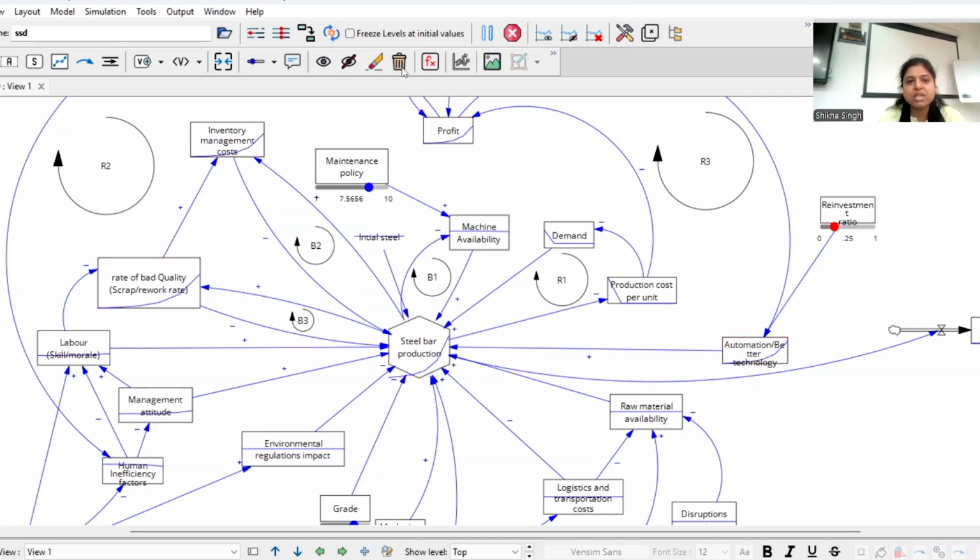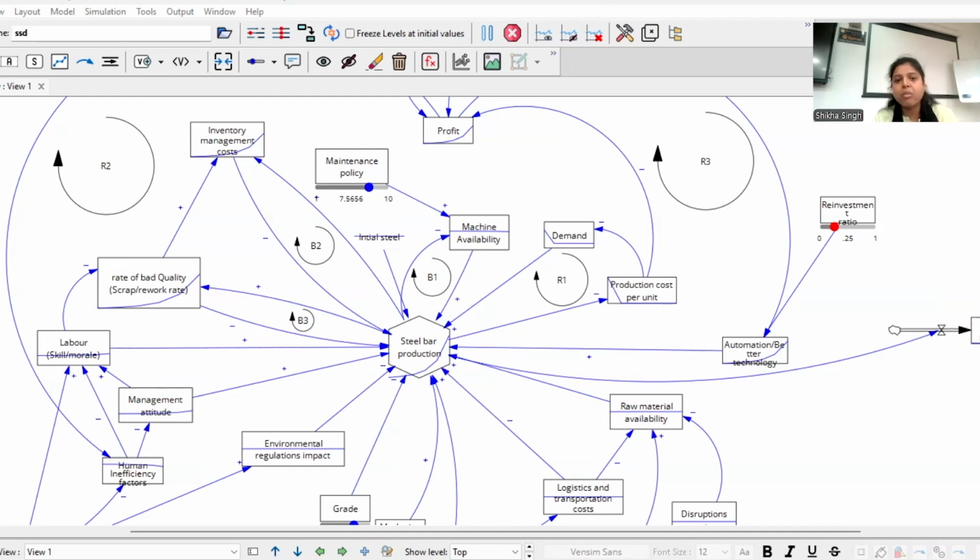I hope you are able to see these lines. These are the curves that show how, with time, things are changing, or how these variables are changing. You see, the simulation is still running. So it is showing how the parameters or variables keep on changing. And then you see there is a steel bar inventory, which is the main variable in this particular study.